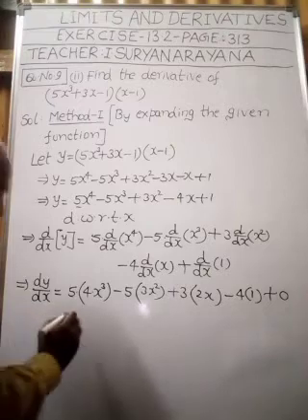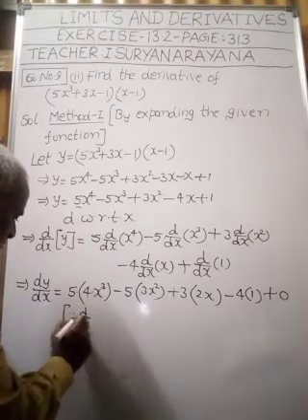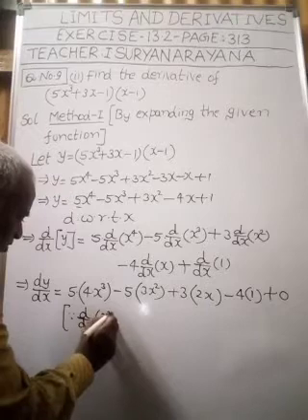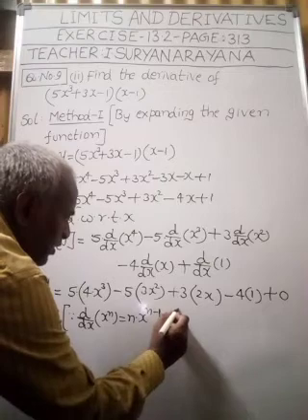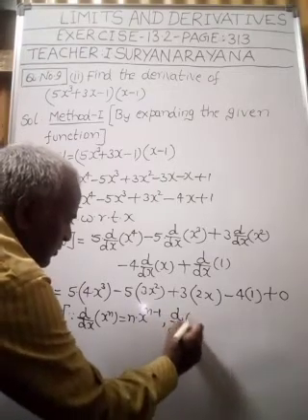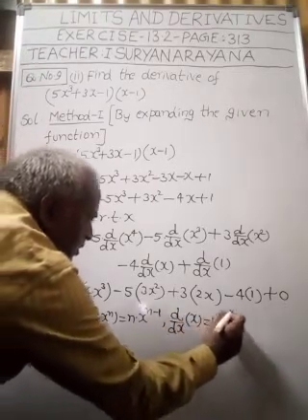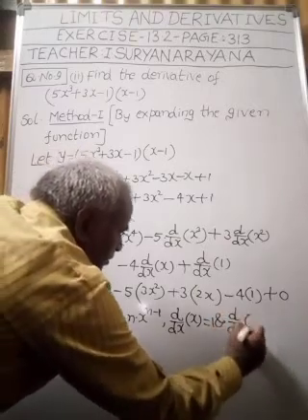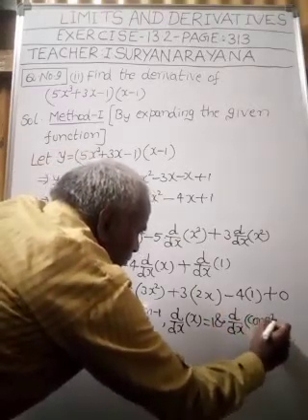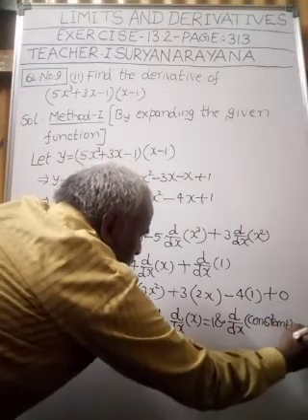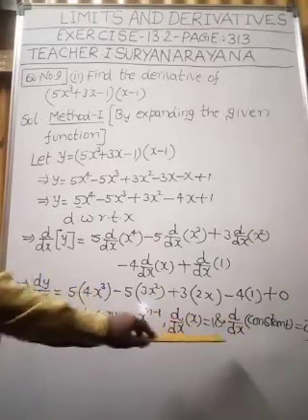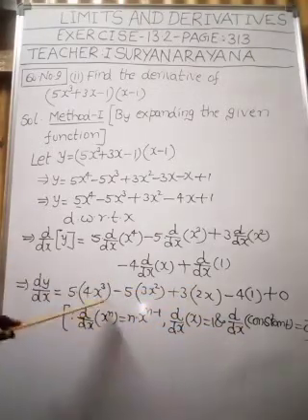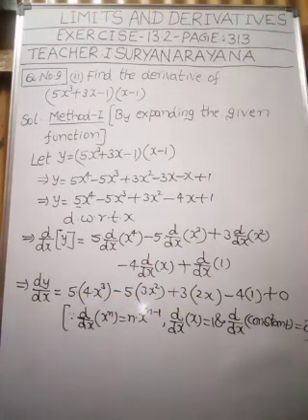Which formulas are used here? d by dx of x power n is equal to n into x power n minus 1. d by dx of x is equal to 1, and d by dx of a constant is 0. So we used these three derivative formulae. Then we got this step. Understood this step, my children? Right. Now the differentiation part is over.